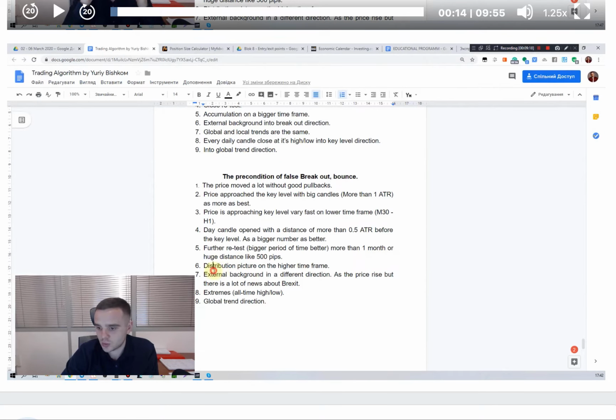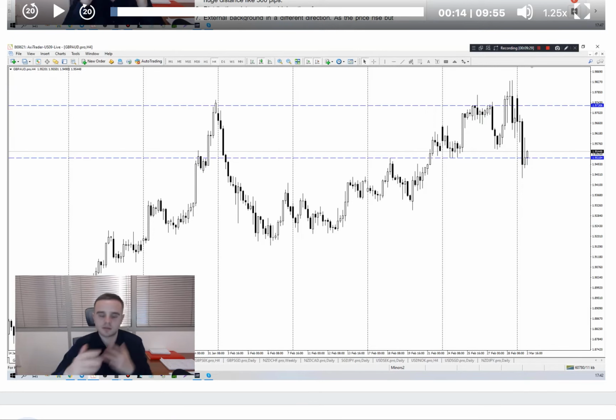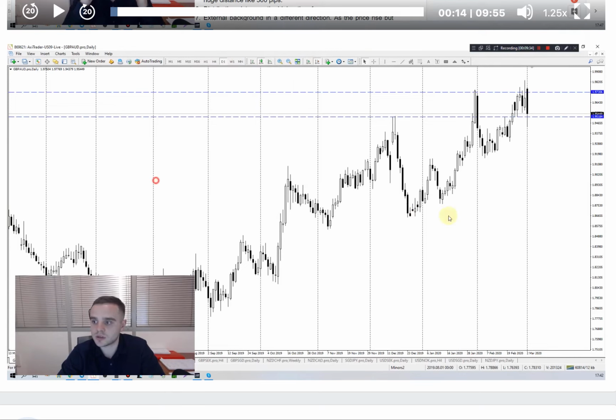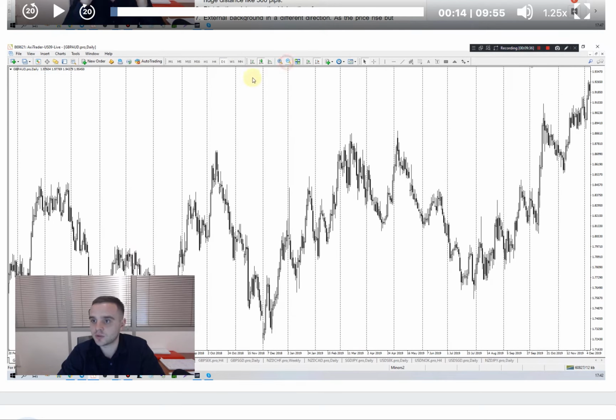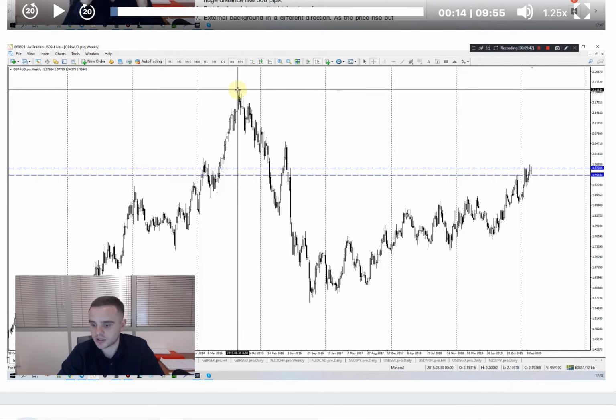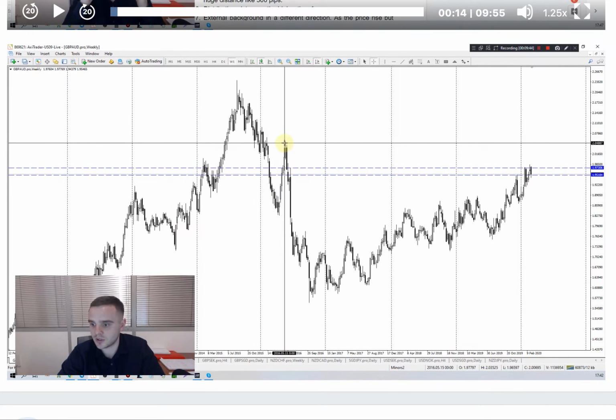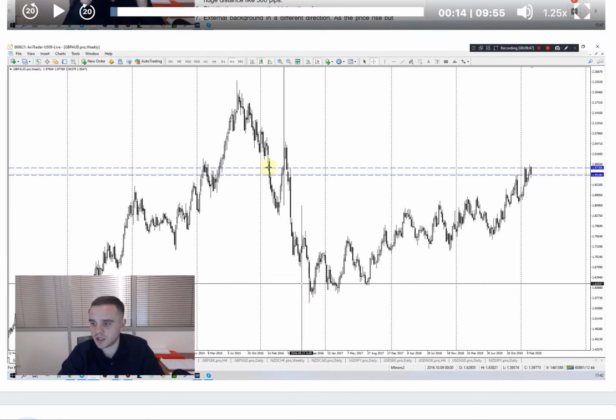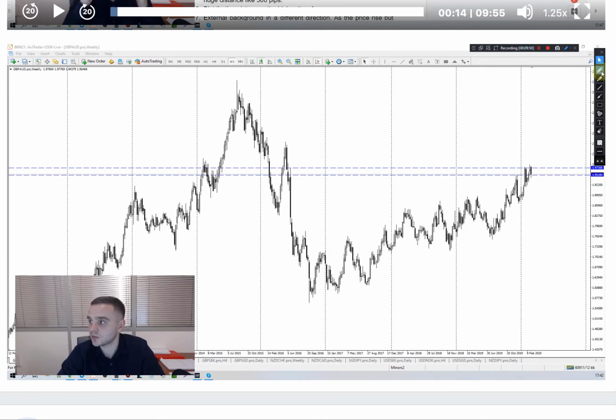Okay, what is the next one? External background is a different range of price rise, but not news. Okay, about external background. It's like Brexit. Just imagine when Brexit started, and there was a lot of pressure on British pound, and what the price had done when Brexit started. Take a look here. Brexit started in 2015, and what after that? Price just dropped dramatically in that day.